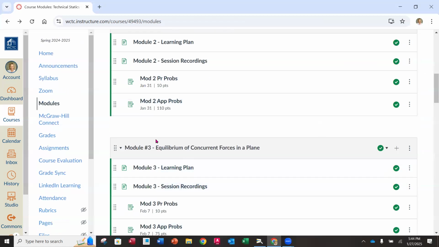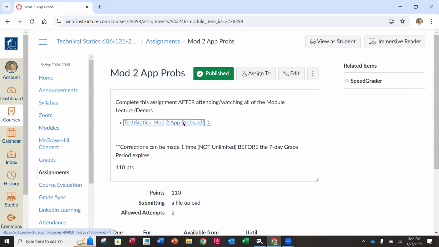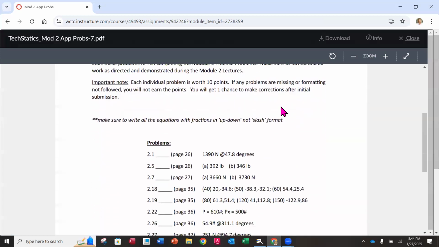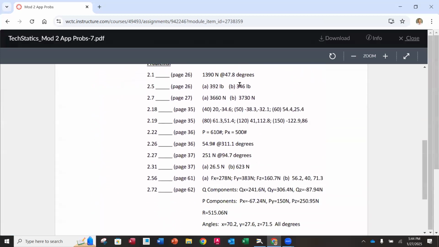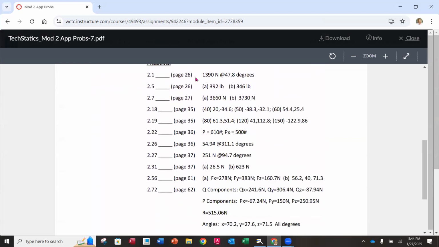So again, we're going to be getting these through the lecture, the work that we do here, and then those are going to prepare you for the application problems, as you see. And these are going to be worth 10 points each. So it looks like there must be 11 problems because I think it's a total of 110 points. So I will give you the problem number and the page that they're on.